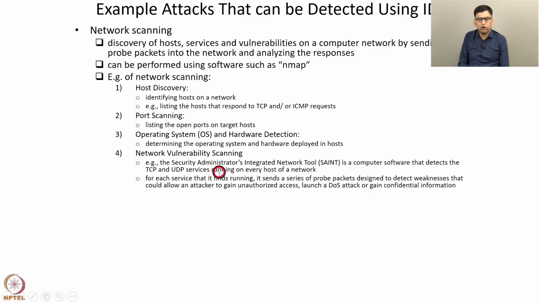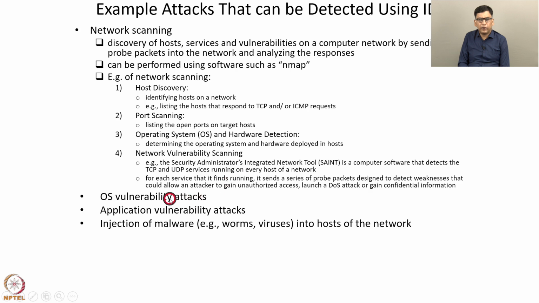Later it can use the knowledge of these vulnerabilities to attack the network, possibly sending some well-designed packets to a host so that the vulnerability causes the host to crash. So that's one example where the detected vulnerability is exploited. Then another example is OS vulnerability attacks. Then application vulnerability attacks. These are other examples of attacks that can be detected using intrusion detection systems.